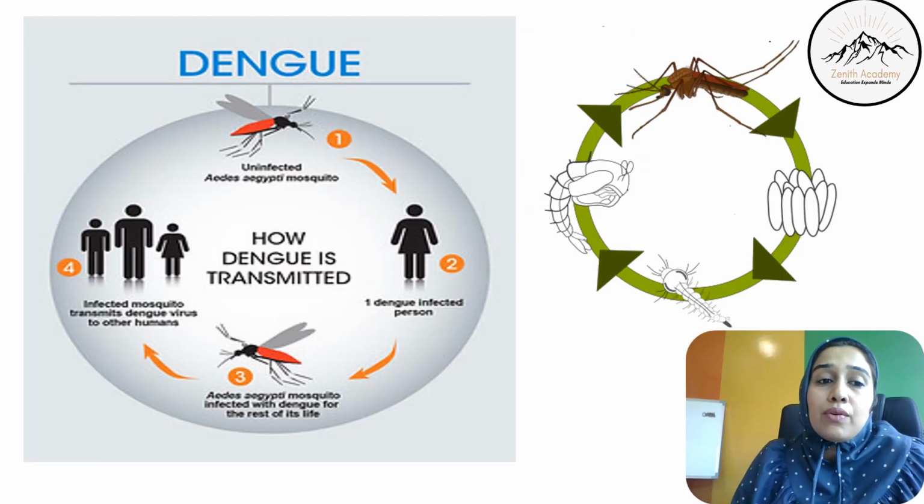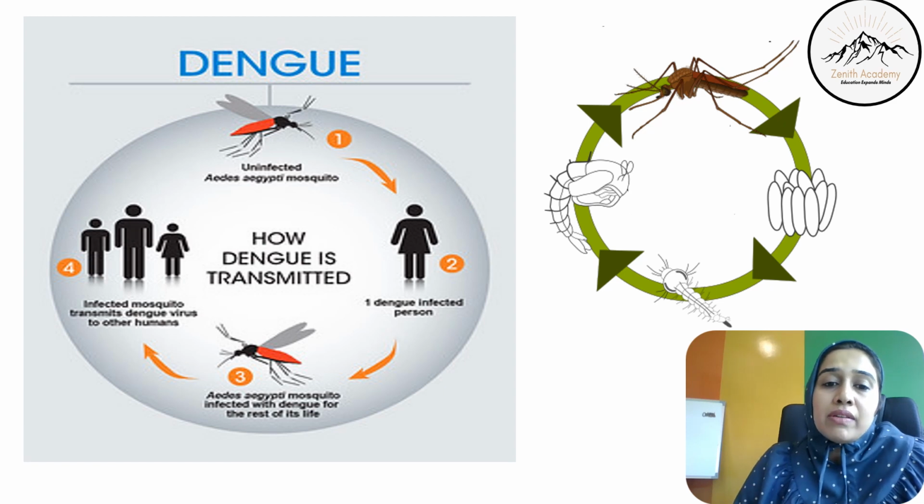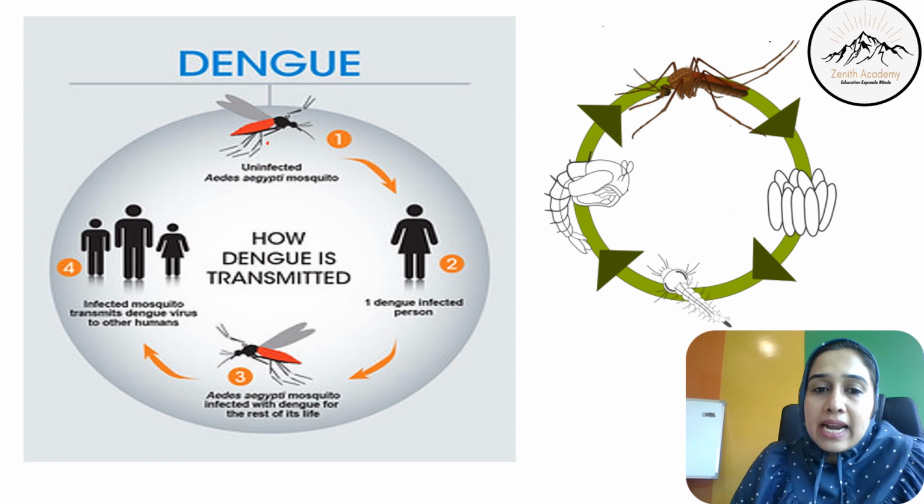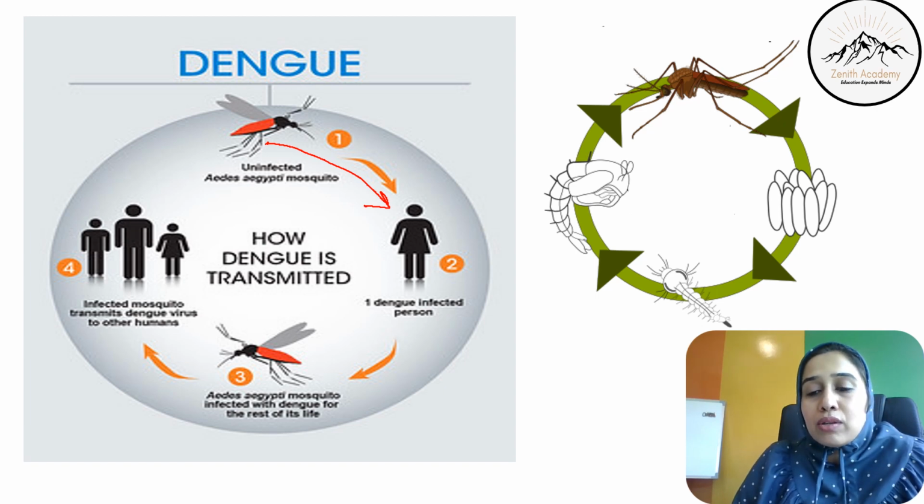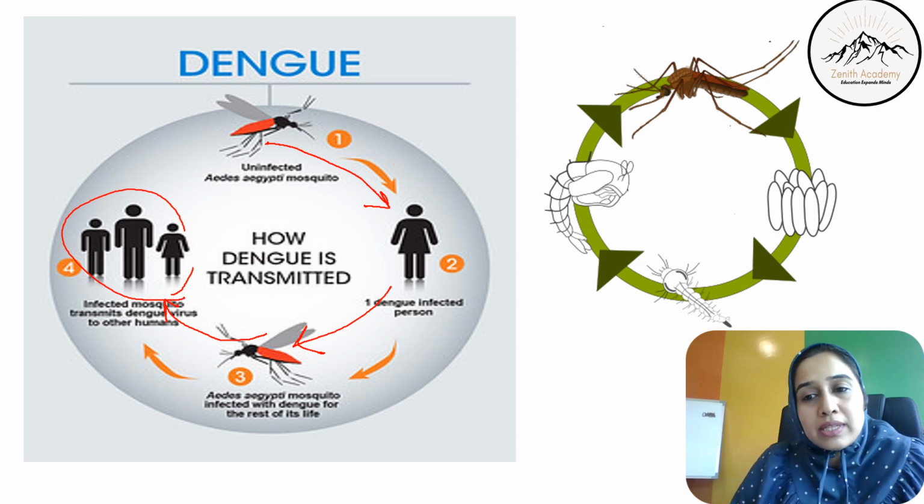Now this is the dengue transmission cycle. How is dengue transmitted? This is an uninfected Aedes aegypti mosquito. When it comes and bites a person who is already infected with dengue, the pathogen, the virus, enters the body of the mosquito through blood. Now this mosquito has become infected with dengue. Now this mosquito goes and bites other people and infects the healthy person also. This is the dengue transmission cycle.